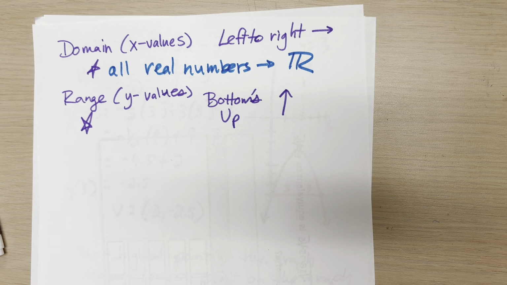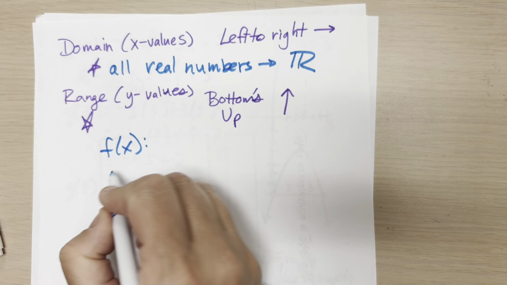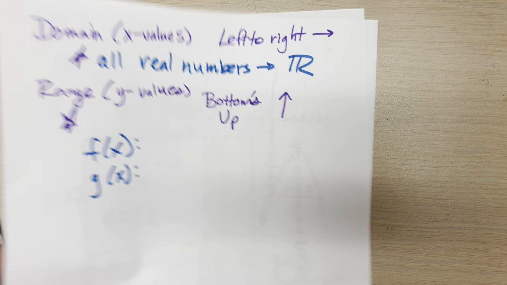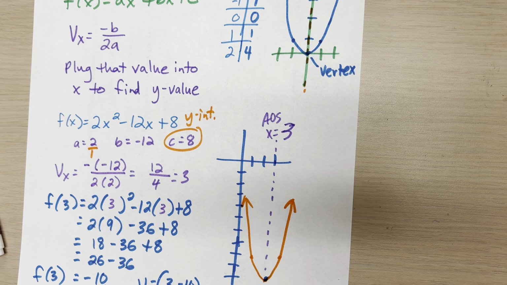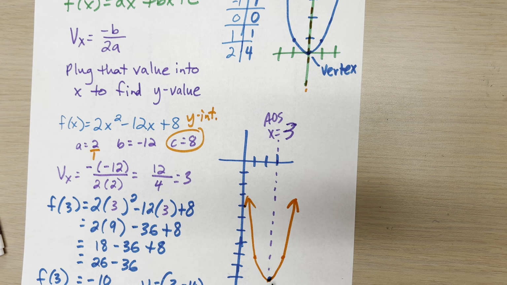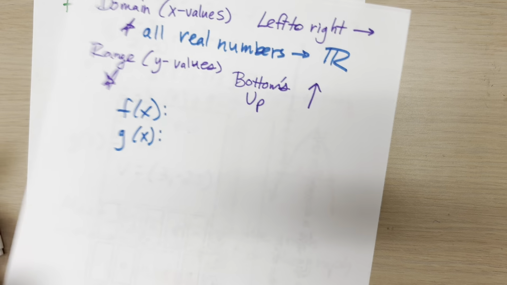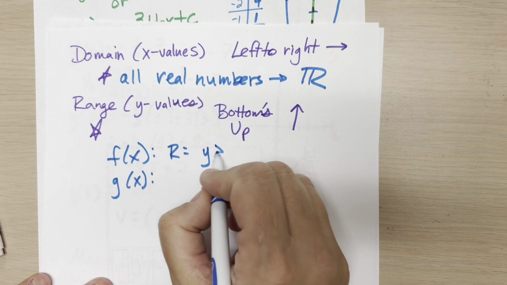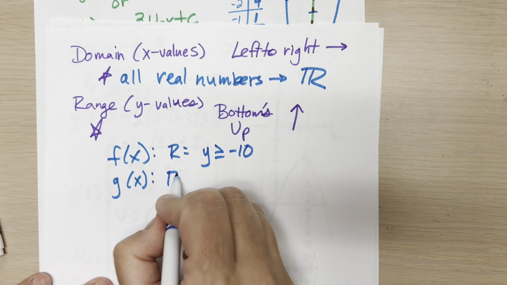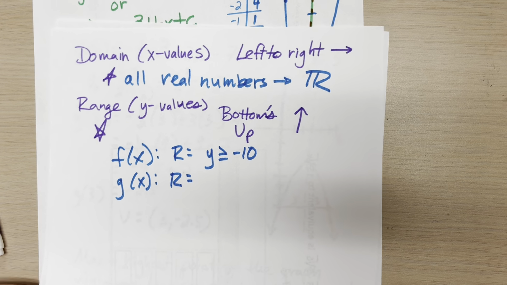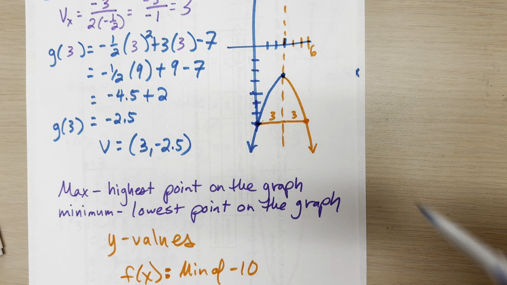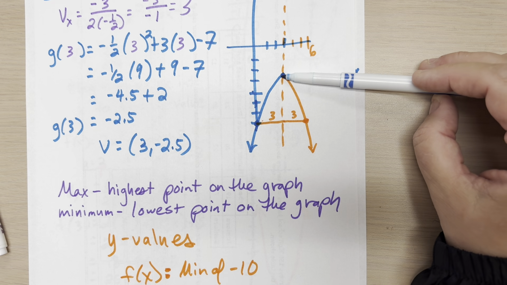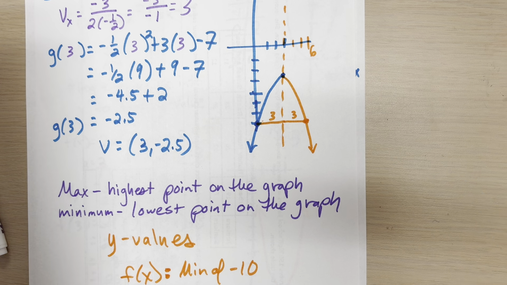So when you're looking at them, let's look at f of x and g of x real quick. Trying to keep this a little short for you guys because I know it's a lot of information. If I'm looking at f of x, I'm here. The y values are above, so y is greater than or equal to negative 10. The range equals y greater than or equal to negative 10. When I'm looking at the g of x function, the y values are defined underneath that max value, so I will say that the y values are less than or equal to negative 2.5.